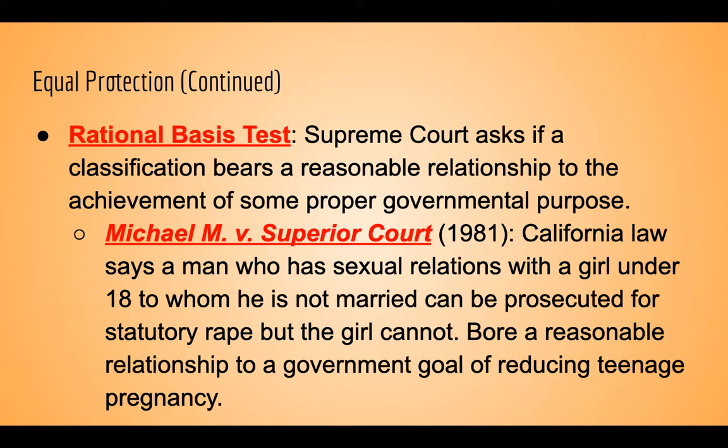The Supreme Court case Michael M. versus Superior Court from 1981: a California law says a man who has sexual relations with a girl under the age of 18 to whom he is not married can be prosecuted for statutory rape, but the girl cannot. This court case basically bore a reasonable relationship to a government goal of trying to reduce teenage pregnancy, so the Supreme Court upheld that law.